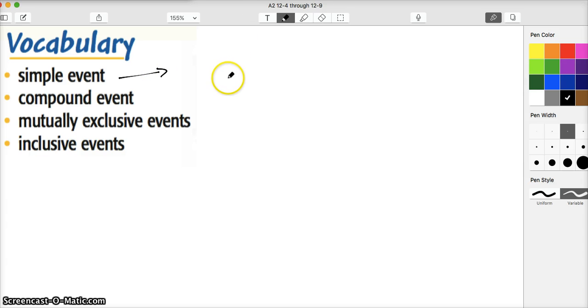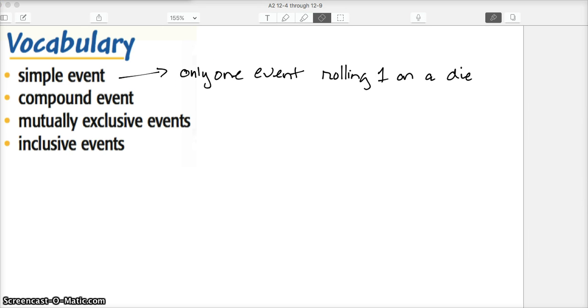A simple event is kind of just what it sounds like. It is just one event. It's like if you roll a die and you were to get a particular outcome, that would be one simple event. So for instance, rolling a 1 on a die is a simple event.